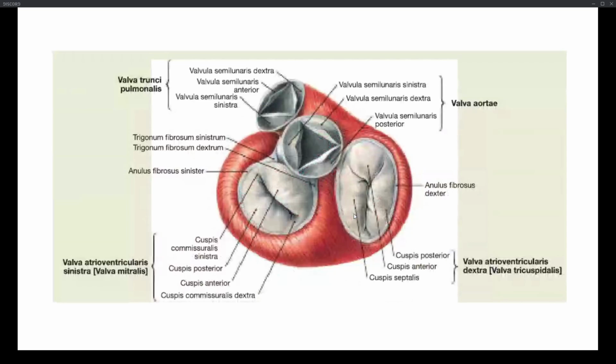Okay, here again it's described a little bit better. Valva aortae with a valvula semilunaris each, and the valva mitralis over here. The individual parts over here are each called cuspis, and that's why it differs a little bit from the valva aortae and the valva trunci pulmonalis. But I think that's basically it.